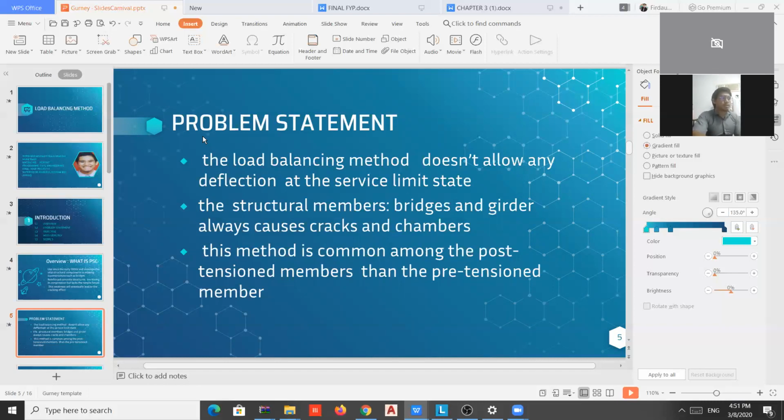where post-tension members contribute the majority of the construction industry, such as the post-tension slab, leaving the pre-tension member. So the load balancing method enables the pre-tension member to experience its full potential in terms of efficiency itself.